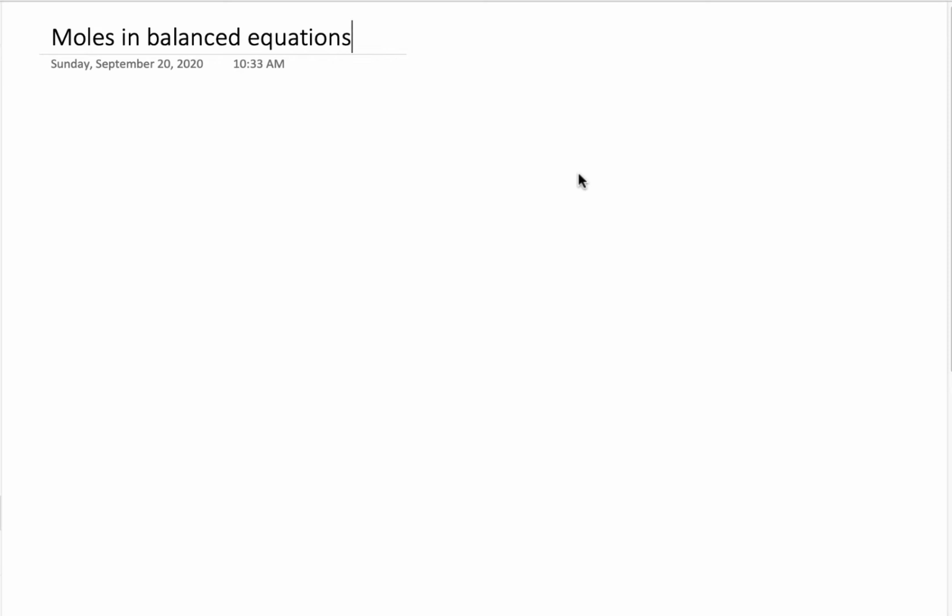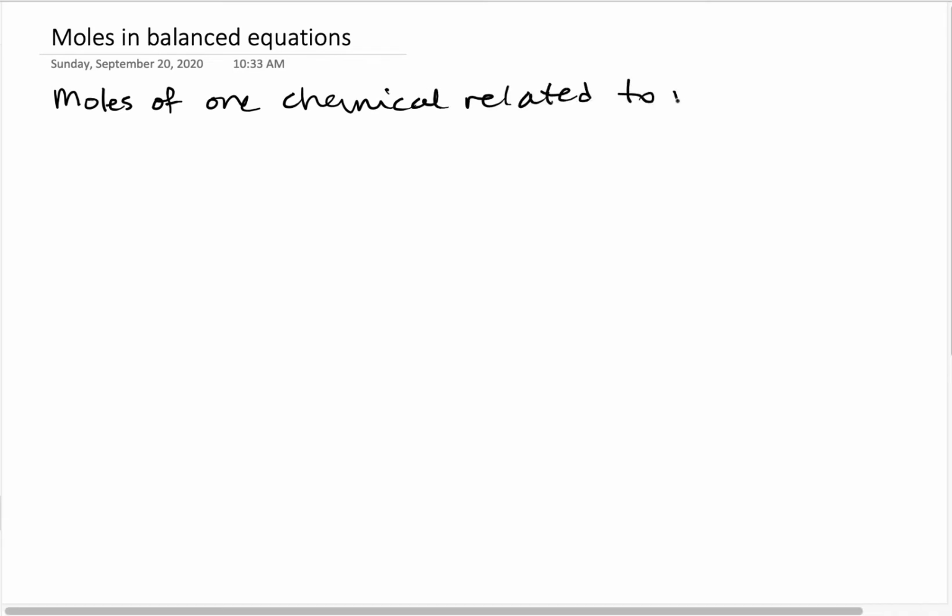The next step in our progression of studying molar relationships is to start looking at balanced equations. So we're going to start relating moles of one thing to moles of another thing in a balanced equation.